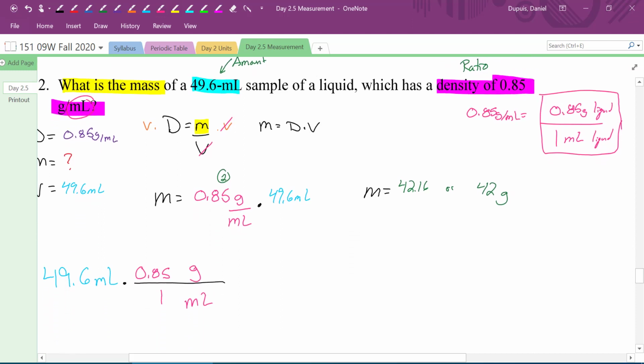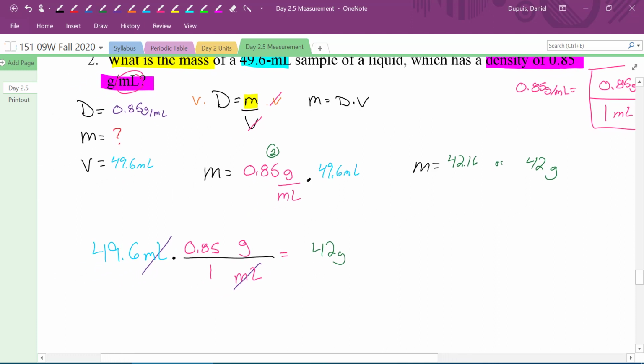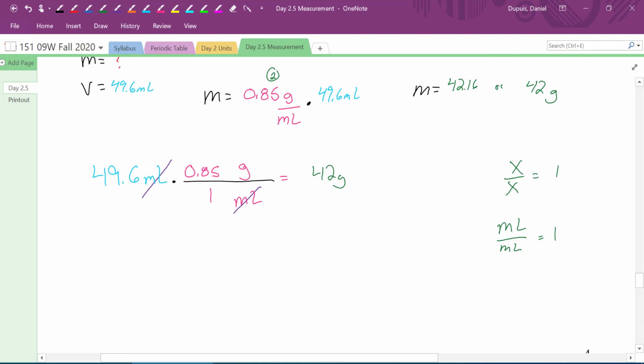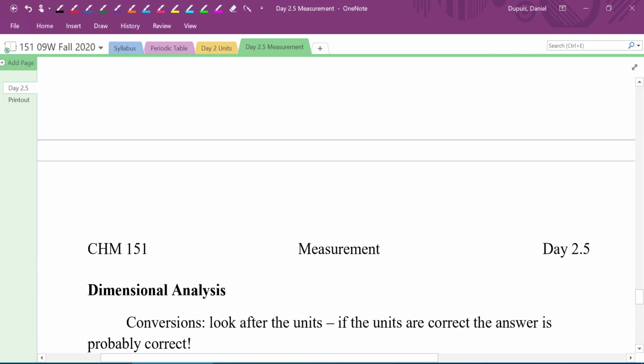Okay, and we do this math. Milliliters is gone, and we're left with the 42 grams. Same equation, right? But it's just using it as a conversion, which is nice. Because remember, X over X is 1. Milliliters over milliliters is 1, right? They cancel. So that's how we can do that. So this leads us right into dimensional analysis.